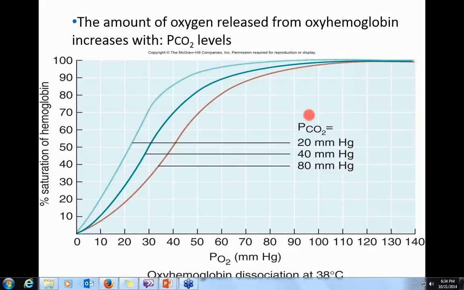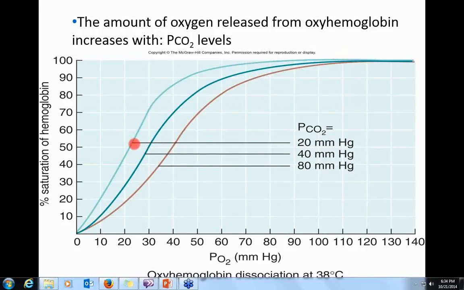So it's no coincidence that pH and the partial pressure of carbon dioxide, their saturation curves look quite similar. So here in the middle is 40 millimeters of mercury of carbon dioxide, normal carbon dioxide levels. Now when we increase carbon dioxide levels to 80 millimeters of mercury, which is in the brown here, what this is saying is that hemoglobin will release oxygen much more rapidly, or much more easily.